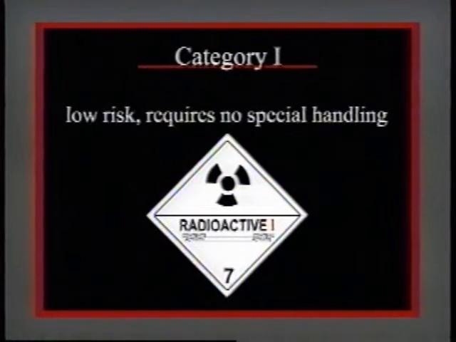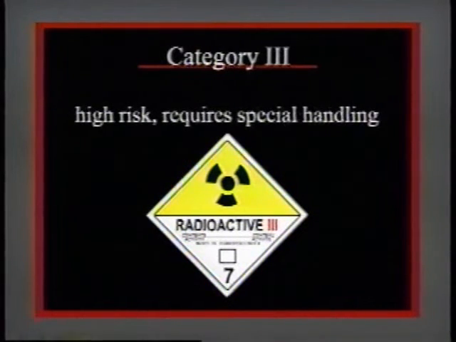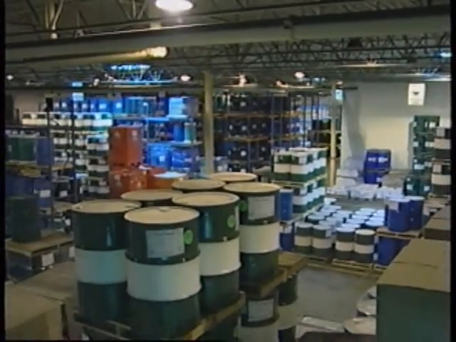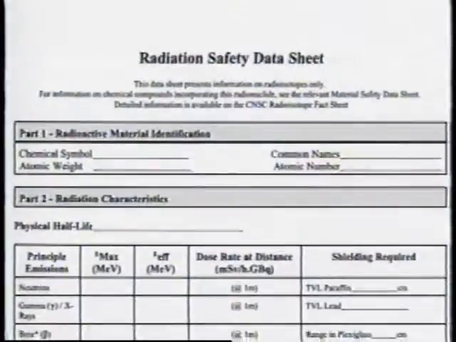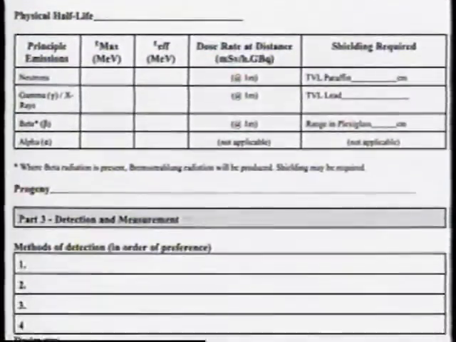Category 1. Low risk, requires no special handling. Category 2. Medium risk, requires little special handling. Category 3. High risk, requires special handling. Radioactives are highly regulated and must be packaged, handled, stored, and documented under the rules of the Canadian Nuclear Safety Commission. If you ship or transport radioactives, you may need additional training in safe handling.